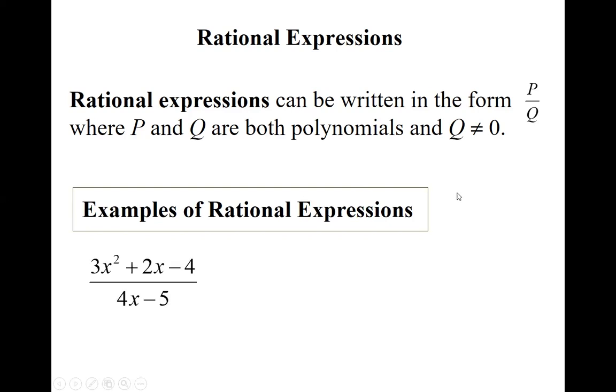So some examples. 3x squared plus 2x minus 4 over 4x minus 5. Polynomial on top, polynomial on the bottom. That's a rational expression. 4x plus 3y over 2x squared minus 3xy plus 4y squared. Polynomial on top, polynomial on the bottom. That's a rational expression. 3x squared over 4. 3x squared is a polynomial. 4 is a polynomial. This is a rational expression.